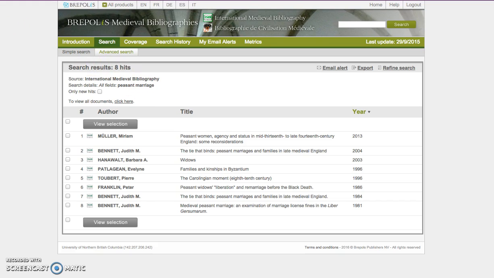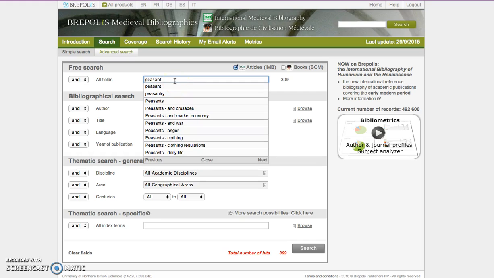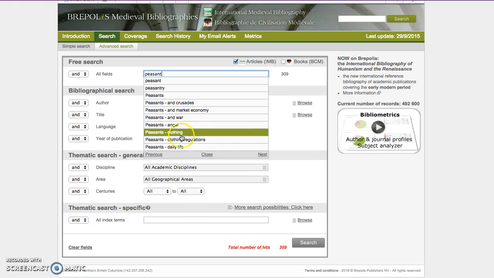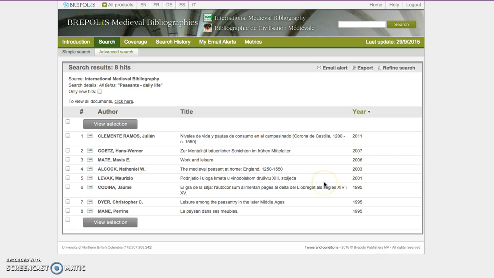Now another way that you can search is using the particular categories that the IMB has laid out. So if I type in peasant and just click on it, you'll see that it gives me a number of different categories here. So, peasants and daily life, that's sort of related to social history here. So here it gives me 8 different hits as well.